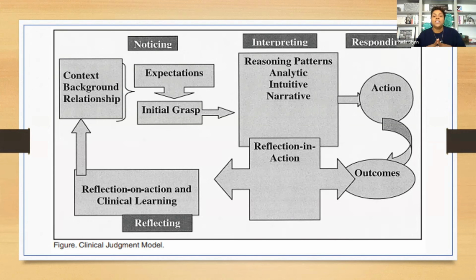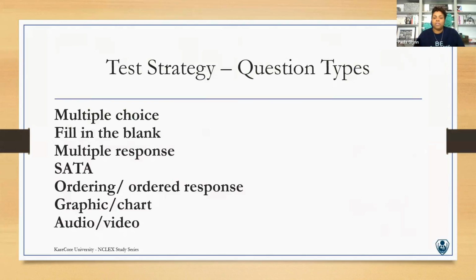So the next step is responding. How will the nurse respond with the nursing priority? And then you plan the care based on the clinical data that you noticed and interpreted. That's where we take action going forward, based on the significant information that you received for that patient. And then we reflect. After responding, what's the evaluation on that? And then reflecting on what was noticed by the nurse. So that's just a quick overview of the Tanner clinical judgment model.